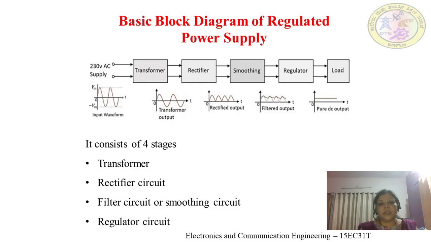The intermediate stage is nothing but the DC regulated power supply stage. So it shows the single phase DC regulated power supply block diagram. Here at the input you can see there is a 230 volt 50 hertz AC input supply voltage to be delivered to the load. The first stage after this AC supply is the transformer.